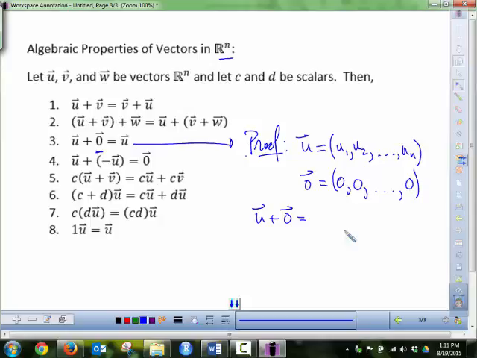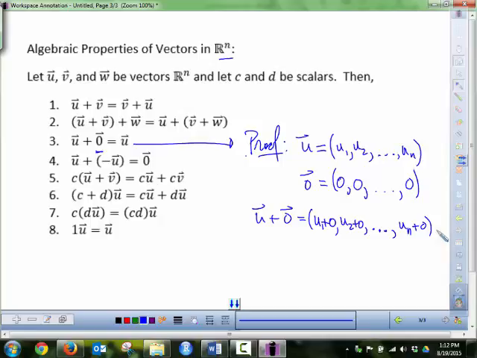Now, this is where it gets a little tedious, but it has to be written down if you're formally proving it. As a mathematician, I'm formally proving this. The definition of addition means I have to add component by component. So I would add u1 plus 0, that's the first component. I would add u2 plus 0, that's the second component. And then I would do the same thing for all the other components, including the last one, which is u sub n plus 0.